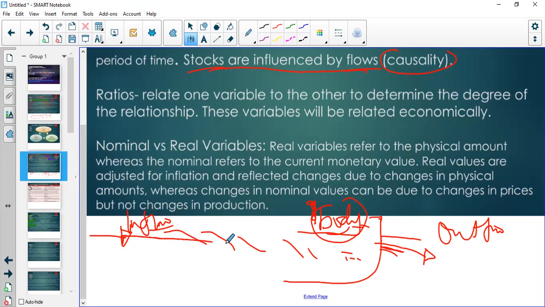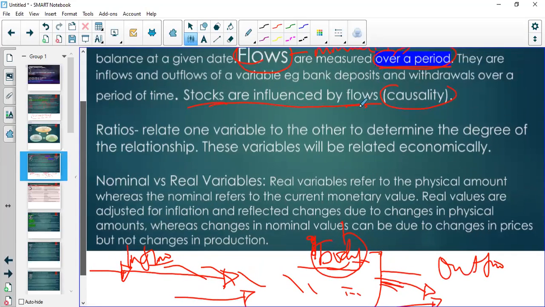And these are the flows. There could be inflows, there could be outflows. So if you look, the stock is a result of how much went in and how much went out. Then you have the balance. That is why we say flows influence stocks. Stocks do not directly influence flows, but flows influence stocks. So there's causality there. Like your bank account balance, how much money goes in is an inflow, how much money goes out is an outflow. Then you have the balance. That balance is a result of how much went in and how much went out. So that's why we say your stocks are going to be influenced by the flows.